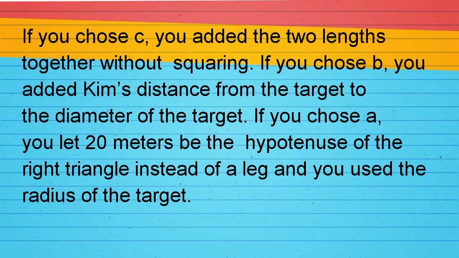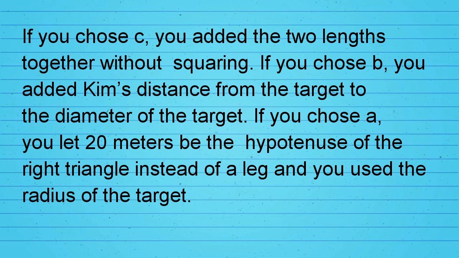If you choose C, you added the two lengths together without squaring. If you choose B, you added Kim's distance from the target to the diameter of the target. If you choose A, you let 20 meters be the hypotenuse of the right triangle instead of a leg, and you used the radius of the target.